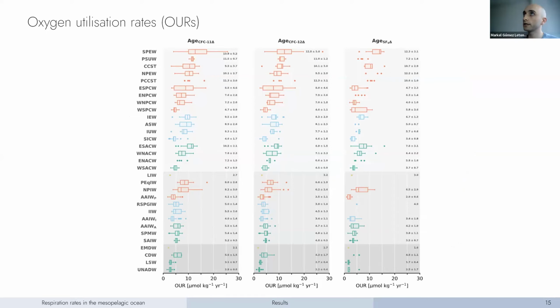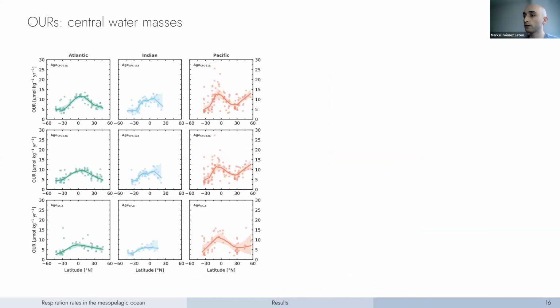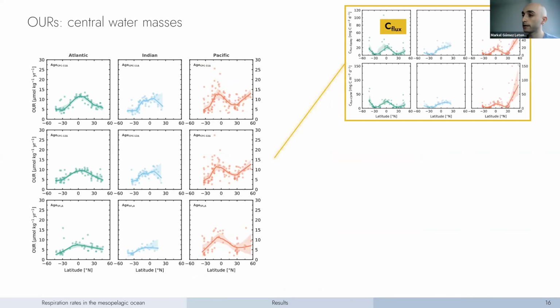And in this regard, we wanted to highlight 2 of the main results that we could summarize from all this data. The first one is regarding the central water masses, which I show here plotted against latitude. As we saw, these rates tended to be higher with decreasing latitudes, meaning that respiration in these central water masses was higher closer to the equator. And we compared this to the proxy we estimate from satellite measurements, which I show here in this plot on the right.